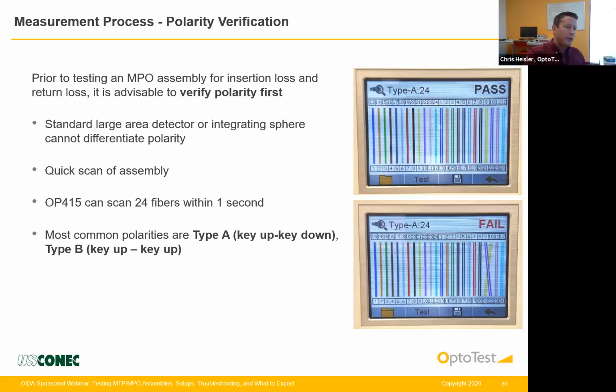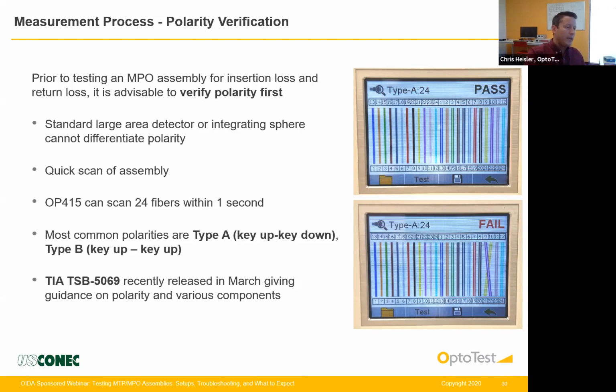The most common polarity types are type A, which is key up and key down, and type B, which is key up, key up. The TIA TSB 5069 was recently released in March, giving guidance on polarity and various components that contribute to polarity.